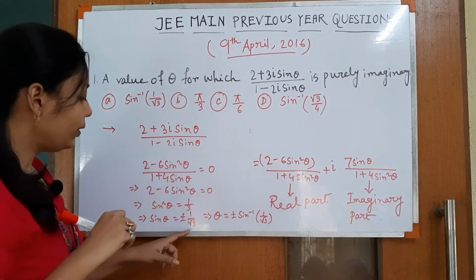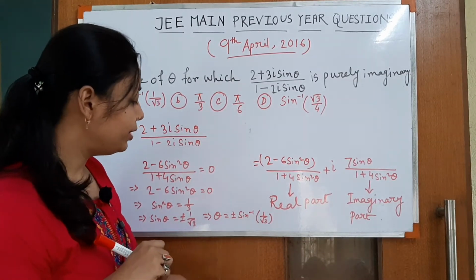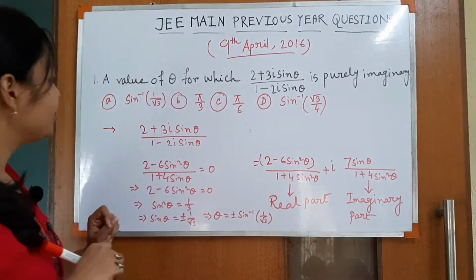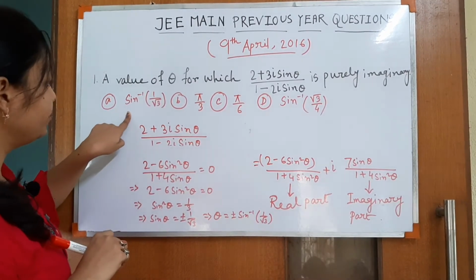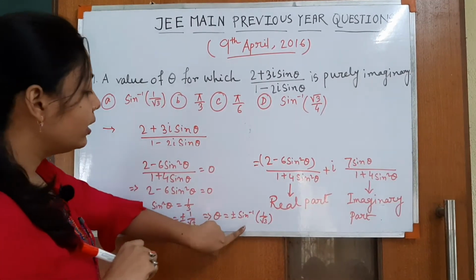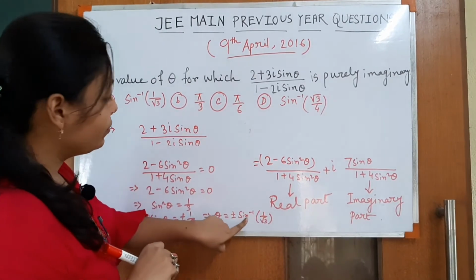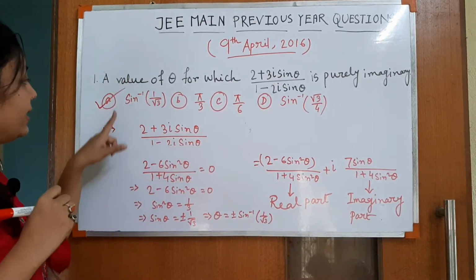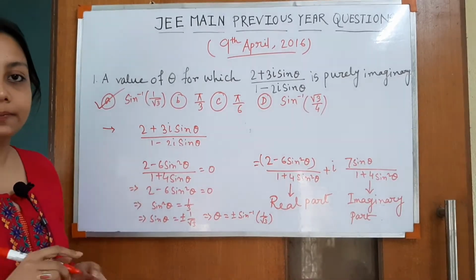Okay. So here the values of theta is either sin inverse 1 by root 3 or minus sin inverse 1 by root 3. And from the given options we can find the first option is sin inverse 1 by root 3, which is equal to our answer. So here the option A is the right answer. Okay, please note down this portion.